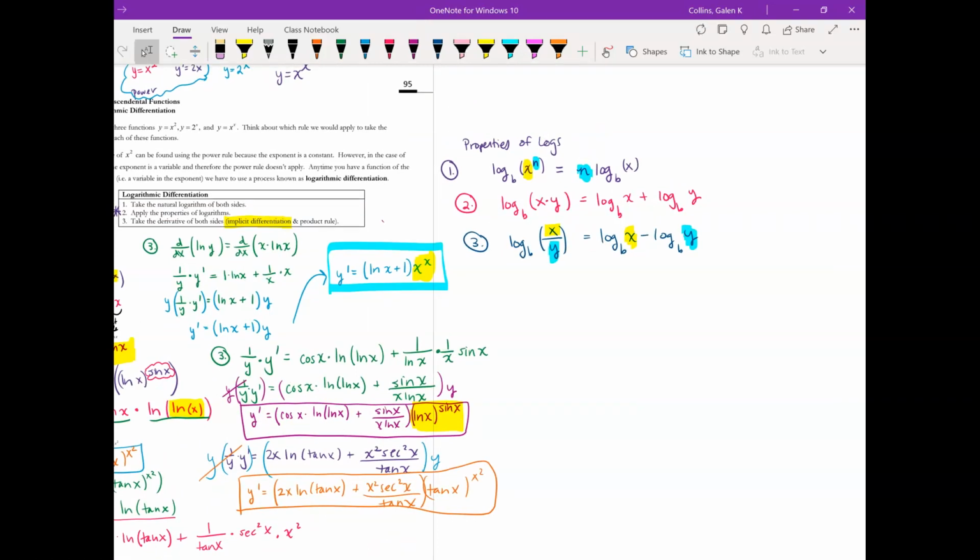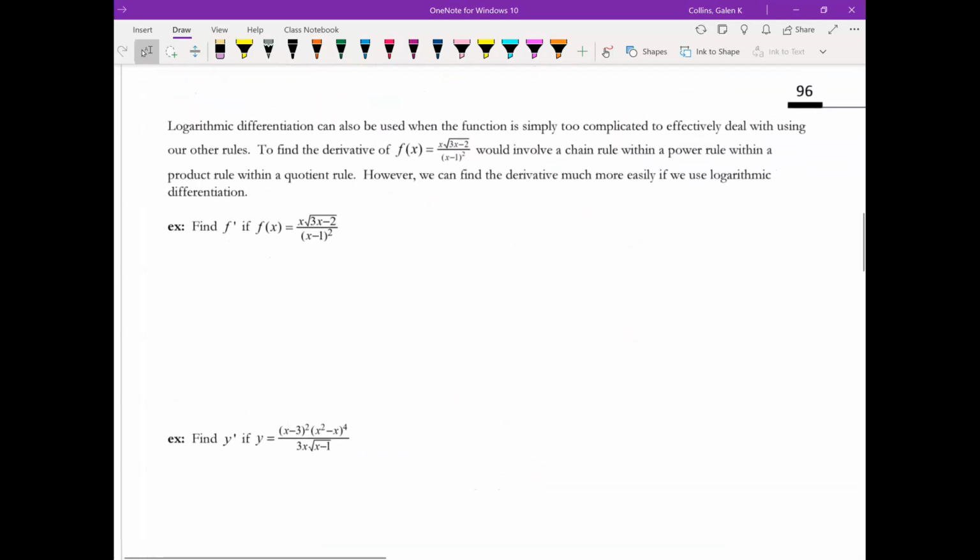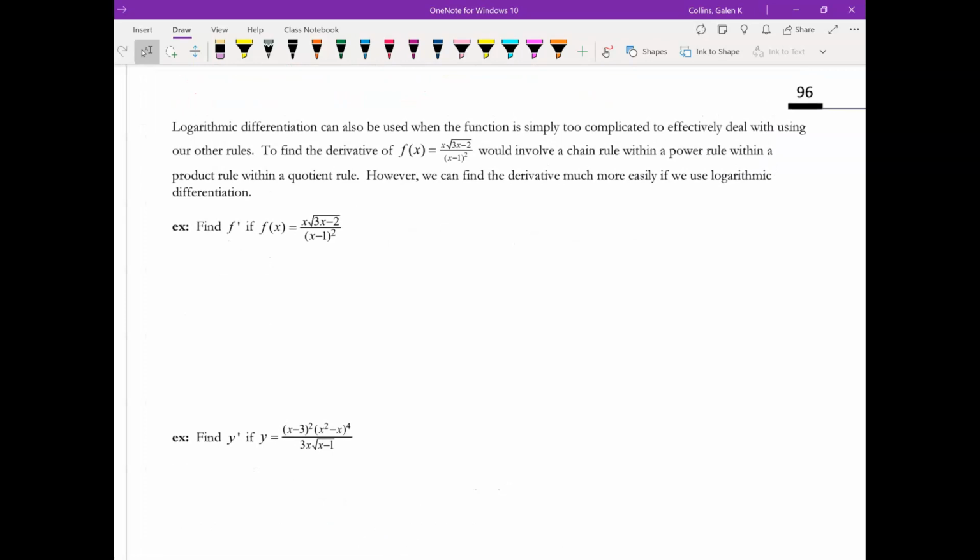All right, you'll see in just a second where we'll need properties 2 and 3. So these two examples at the top of page 96 illustrate when it would just be so brutal to take a derivative without logarithmic differentiation. We can, but it's nasty.